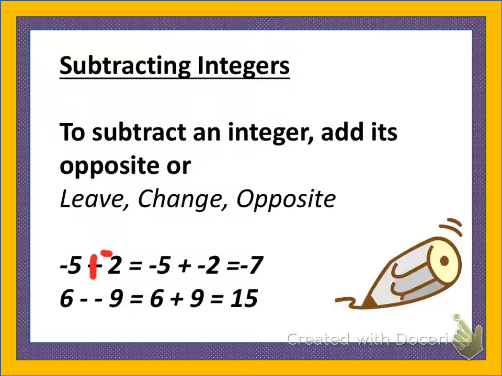6 minus a negative 9, keep change change. You would change this to plus, and you end up with 6 plus 9. Same sign, add them together, keep the sign. It's a positive sign. 6 plus 9 equals 15. So go ahead and pause the video and make sure you write this after you lift up the subtracting integers flap.